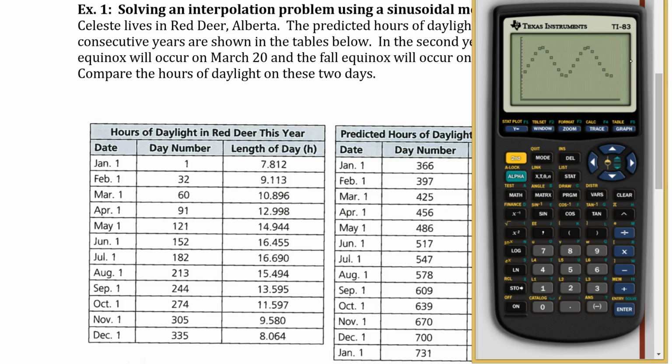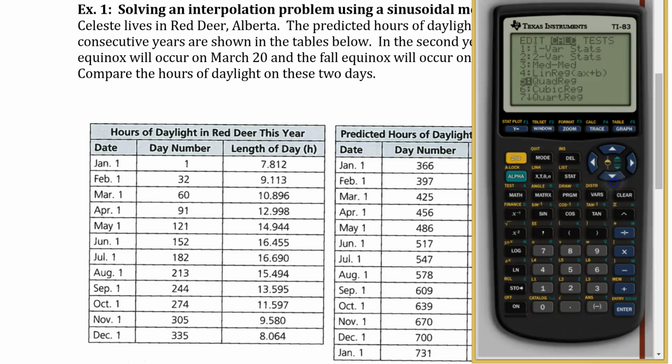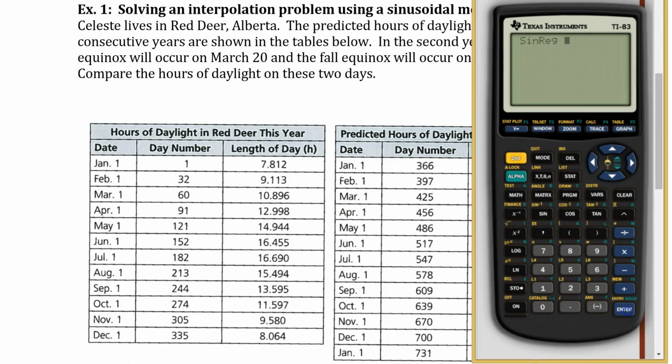Now what we're going to do is we're going to get that equation. So I'm going to go stat, calc, and I'm going to scroll down to sinreg. And as per usual, second L1, comma, second L2, comma, vars, so this guy right here, vars, y vars, enter. So that means that the equation is naturally going to go into the y1, enter, and enter one more time.